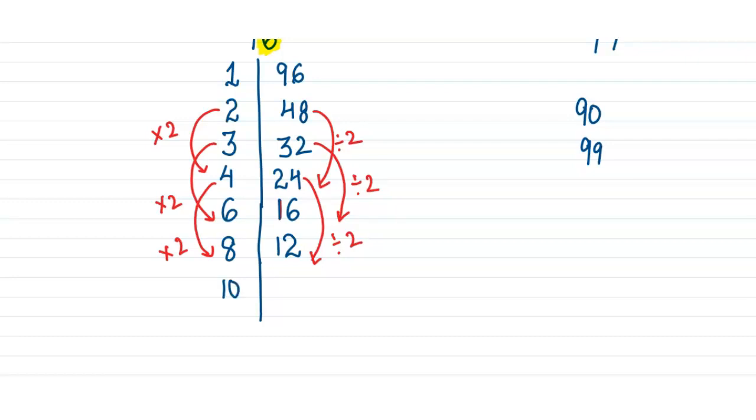Let's recollect the divisibility rule of number 10. Any number having 0 at the ones place is divisible by 10. But the number 96 has 6 at its ones place. So, it is not divisible by 10.